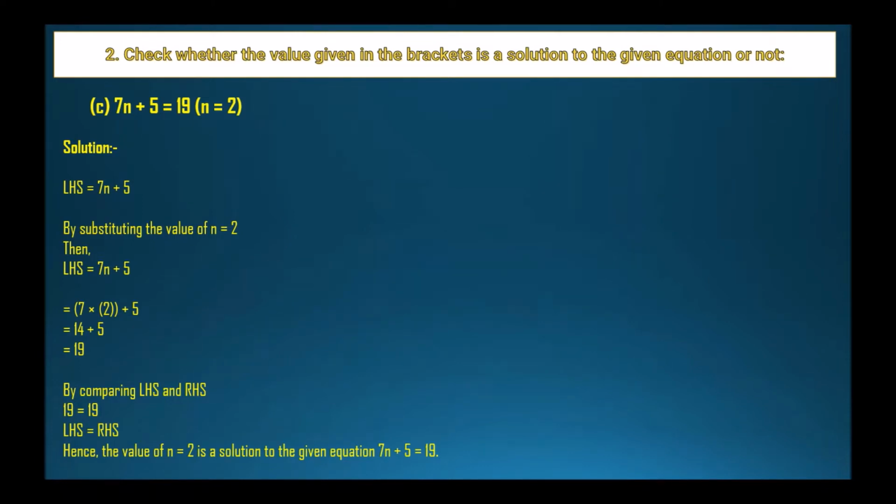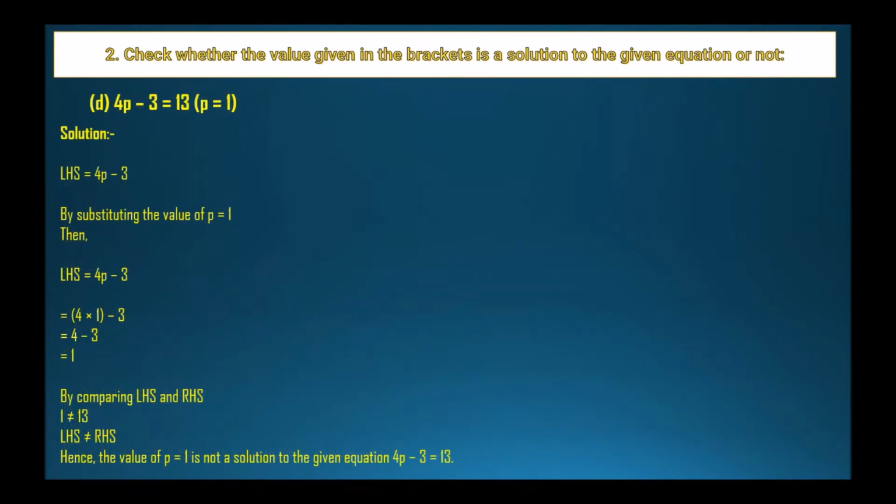Next, 4p minus 3 equals 13. Here the value of p is given as 1. We will substitute the value of p, that is 1, in the equation. So it will become 4 into 1 minus 3. So 4 into 1 is 4, 4 minus 3 is 1. By comparing LHS and RHS, 1 is not equal to 13. Hence, p equals 1 is not a solution to the given equation 4p minus 3 equals 13.